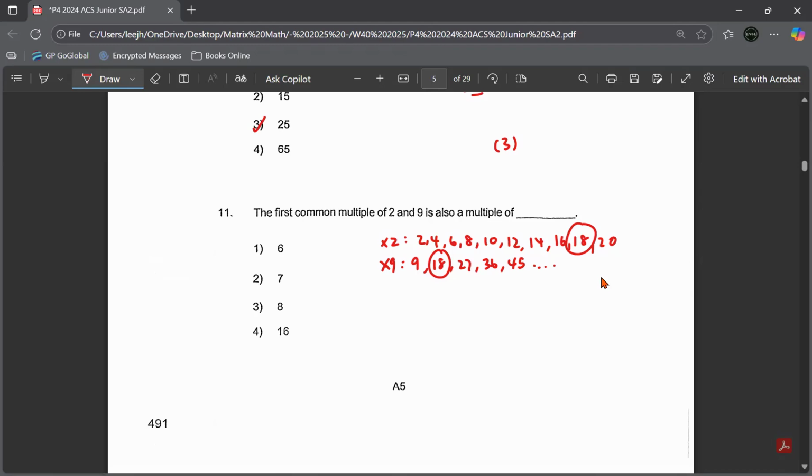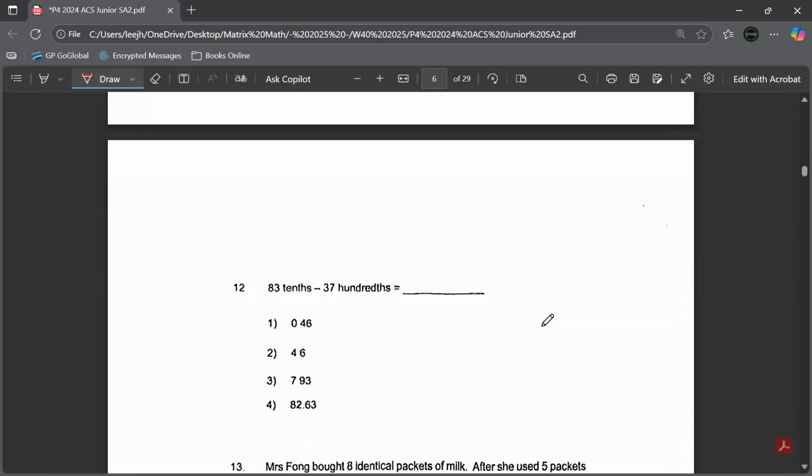Okay, but 18 is also a multiple of which number? So 18 is definitely not a multiple of 7. It is also definitely not a multiple of 8. 16 also cannot, 16 times 1 gives you 16, not 18. So your answer is actually number 1. Now, this is a multiple of 6 as well. In the 6 times table, 6 times 3 is 18. Okay, next one.